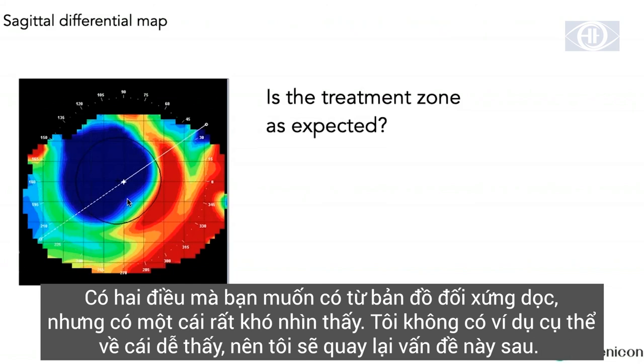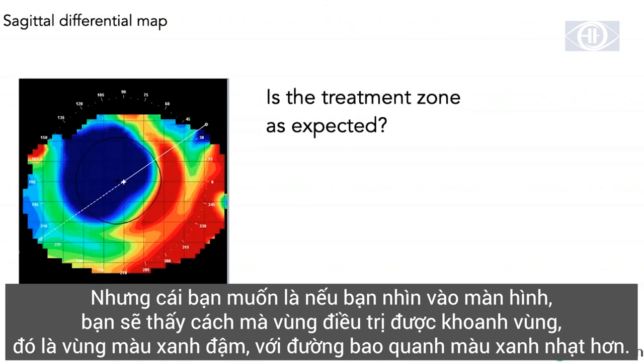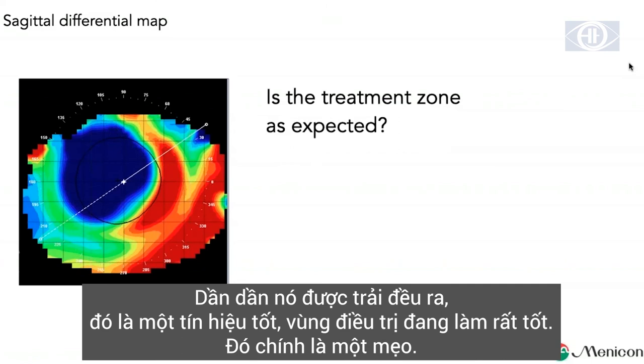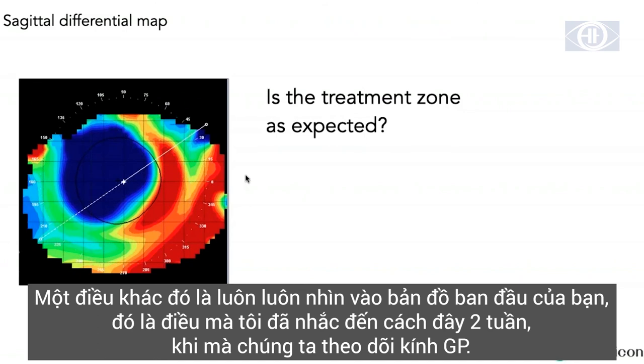But what you want is, if you look here, and I shut myself down so it's bigger on your screen, you see the way the treatment zone is built. It is dark blue, then a line of lighter blue and light blue. It goes from a very cold color to a warmer color, but it is evenly spread. That's a very good sign that the treatment zone is actually doing well. So that's one tip. Another thing is, always look at your initial map.